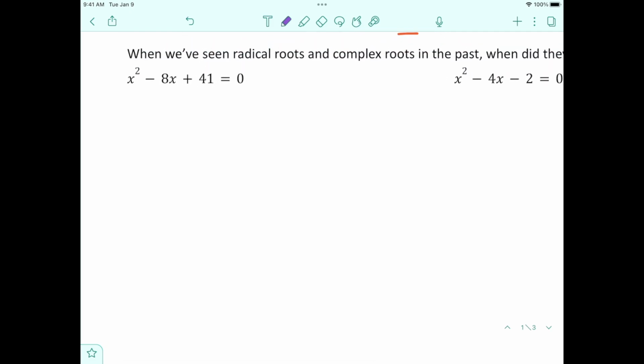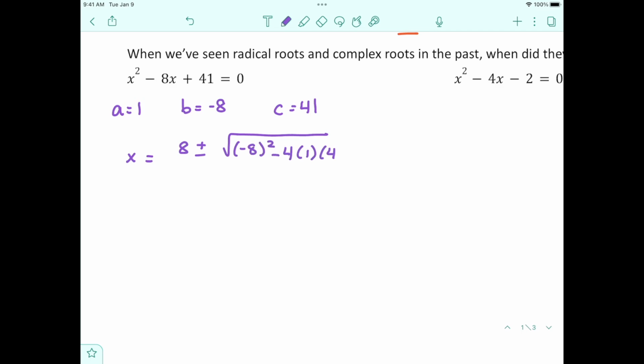But since they're both in standard form and set equal to 0, I think the quadratic formula would be the way to go. And they're quadratics, right? So that's why we could use the quadratic formula on these. So I have A equals 1, B equals -8, C equals 41. I'm sure everybody has the quadratic formula memorized still, but go ahead and plug into the quadratic formula and then see if you simplify the way that I do.